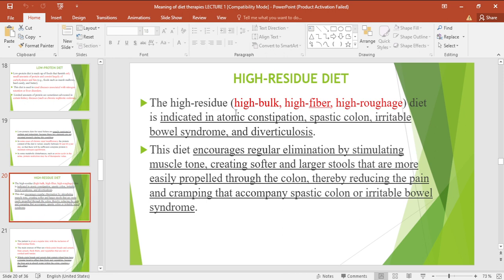Then we have the high residue diet. This diet has a high bulk, high fiber, and high roughage, and it is indicated in atonic constipation, hepatic colon, irritable bowel syndrome, and diverticulosis. And it also encourages regular elimination by stimulating muscle tone, creating softer and larger stools that are more easily propelled through the colon, and also thereby reducing the pain and cramping that accompanies hepatic colon or the irritable bowel syndrome.